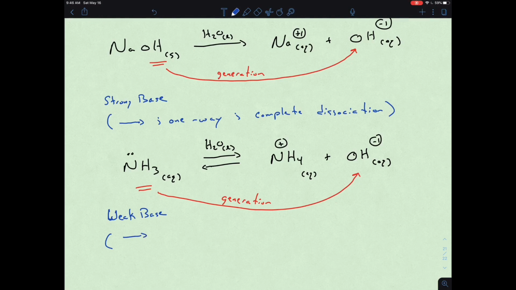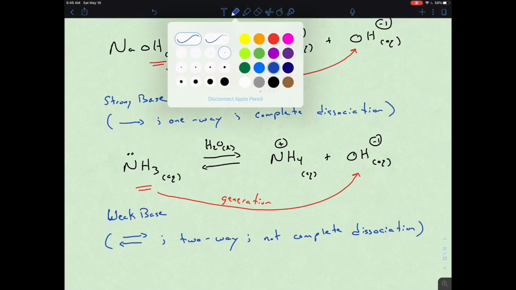So with the weak base, we have really the equilibrium, two-way street, and again, this is not complete dissociation because of the back and forth that we have with the equilibrium.